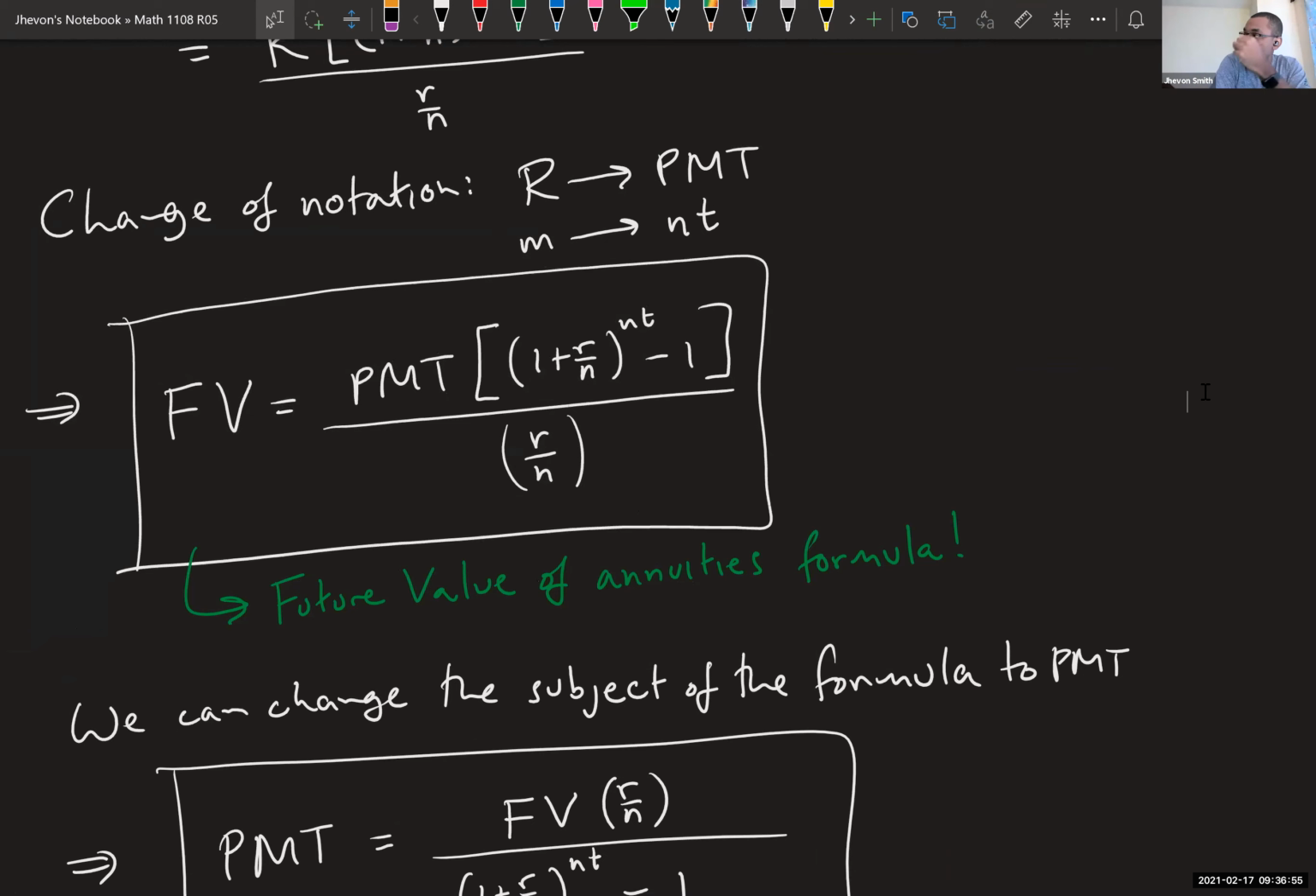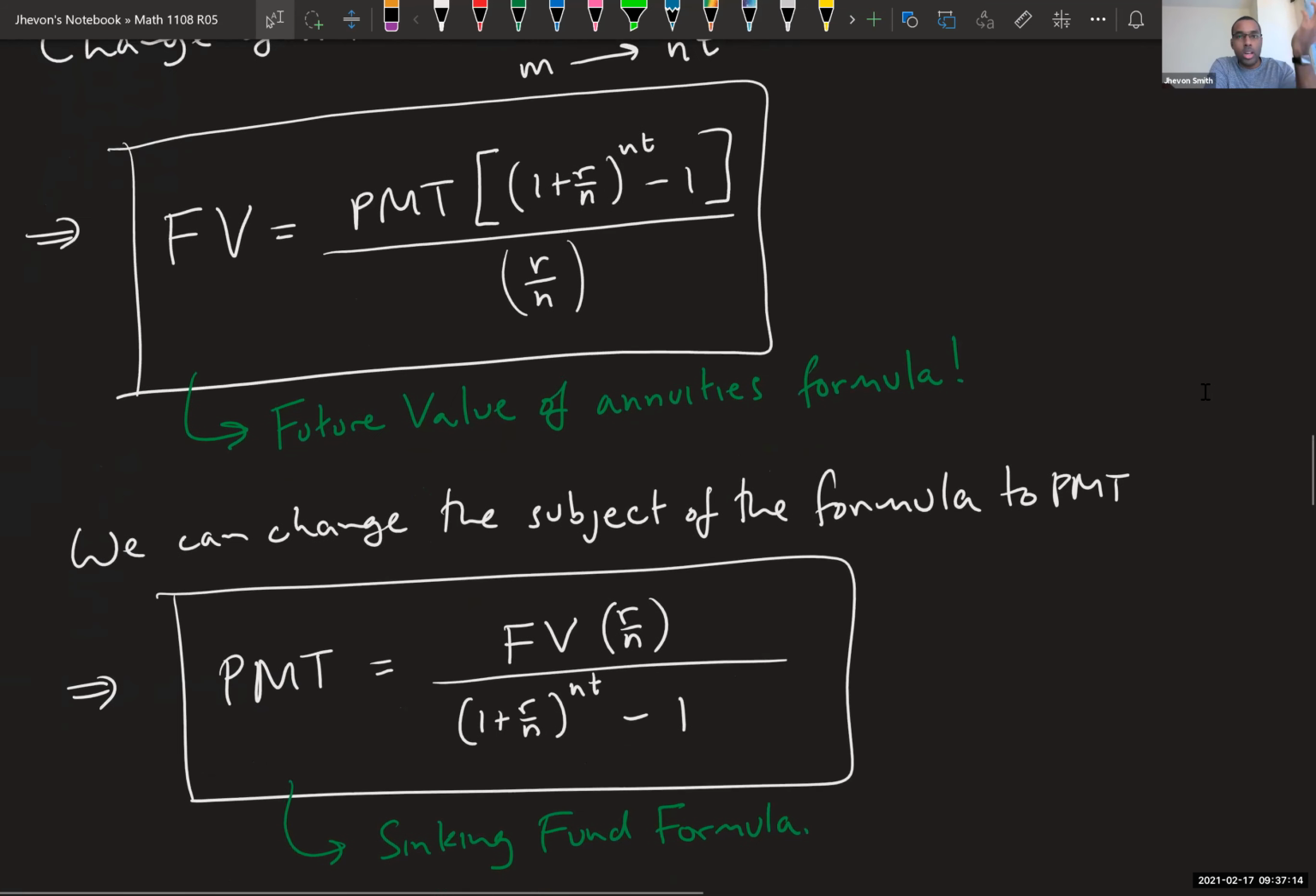By the end of chapter 3, we're going to have a bunch of formulas for finance. Because it's easy to get confused with this thing, I'll summarize. Here are all the formulas, and here's when you use which one. But in the meantime, you should be making notes to yourself when to use which formula. So we derive the future value formula, and of course, you can solve for the PMT to get the sinking fund formula.